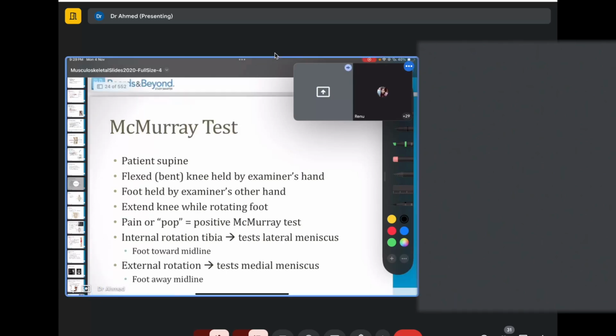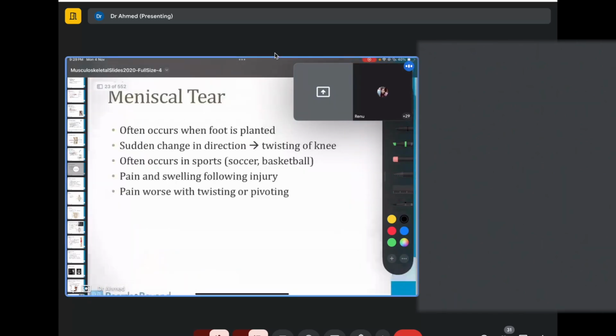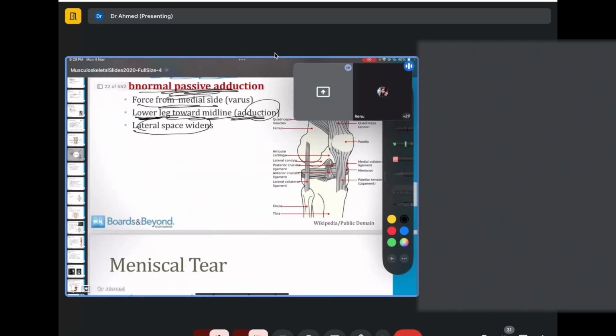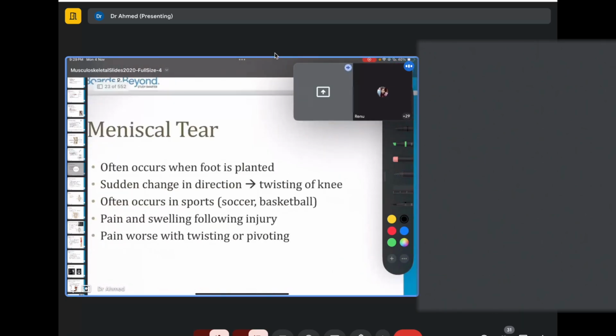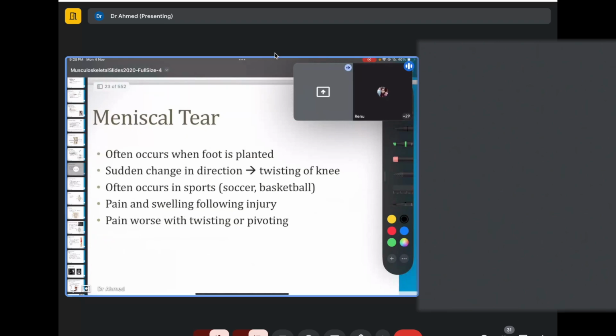Okay, so let's discuss the meniscal tear. How can the meniscus be torn? It often occurs when the foot is planted, for example if a person is standing, and there is a sudden change in direction. If you are changing direction, or internally or externally rotating the femur, you can damage those pads. For example, in basketball or soccer.